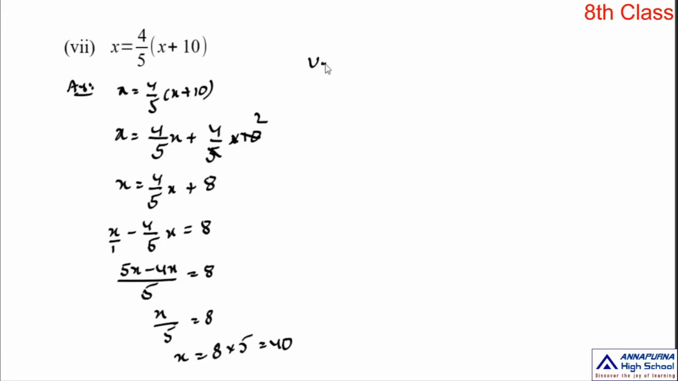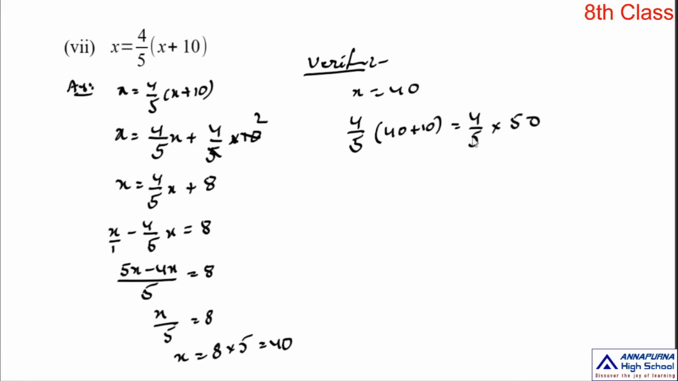Okay, now let's do verification. Now substitute this x in the left side part. On the left side you have only x, so x is equal to 40. And when you substitute this x on the right side, it is equal to 4 by 5 into (40 plus 10), it is equal to 4 by 5 into 50. So 10 times, so 4 into 10, it is equal to 40. We get the same results. So that means x is equal to 40 is the required solution of the given equation.